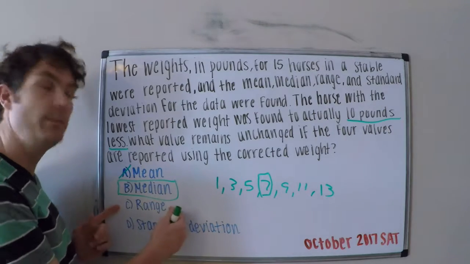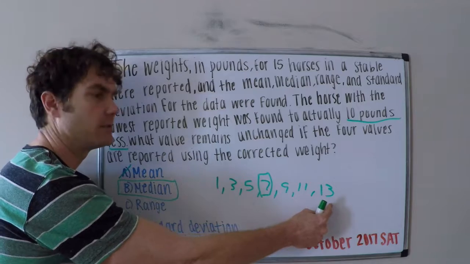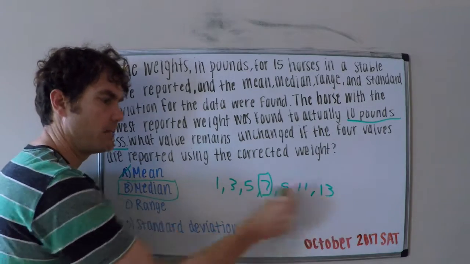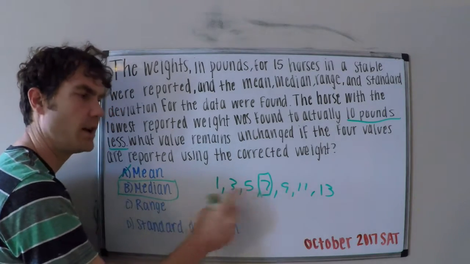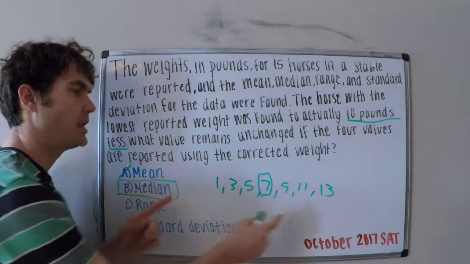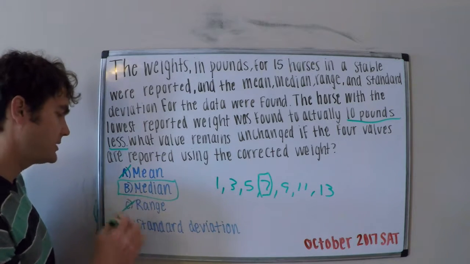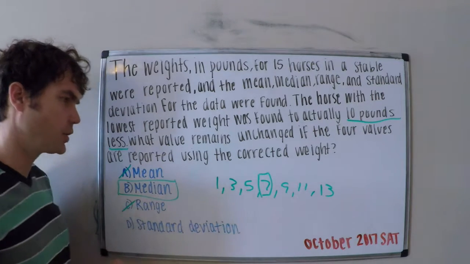The range will be affected by a change to either the smallest or the largest, because the range is big minus small, so it would be 13 minus 1 in this scenario. And a change to either of these numbers would change the range. So that's out. And then standard deviation, that's a good question.